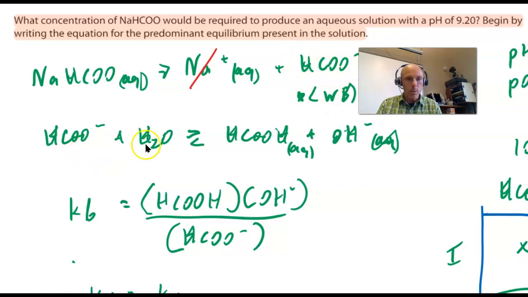That weak base will then hydrolyze or interact with water, forming the conjugate acid of that weak base, methanoic acid, and hydroxide. And it's these hydroxide ions that will ultimately bring the pH above 7, which we know it to be, 9.2. I wrote the Kb expression for this, so it's the conjugate acid times hydroxide over the undissociated or the original concentration of weak base.